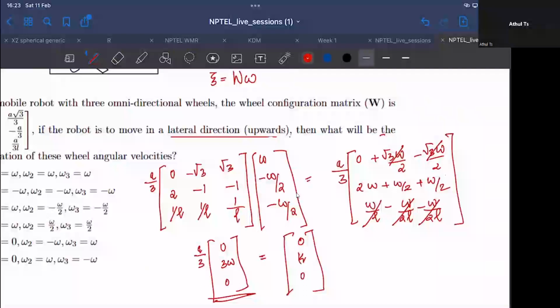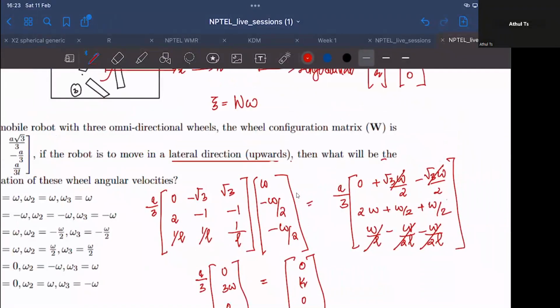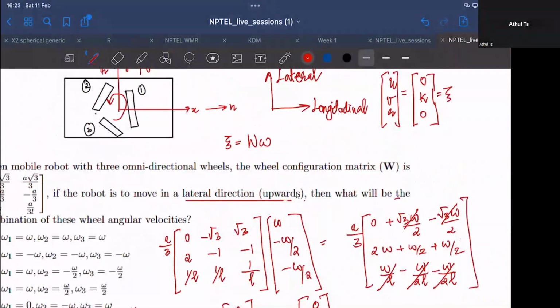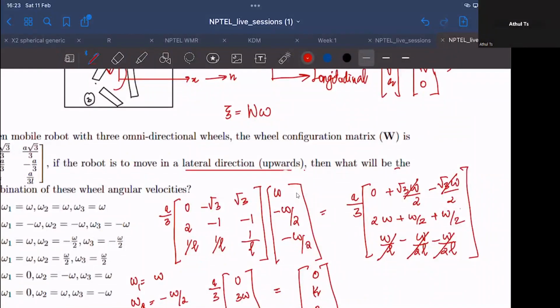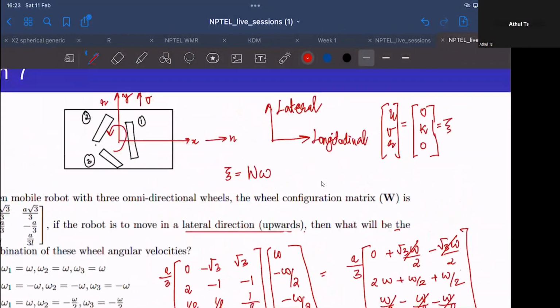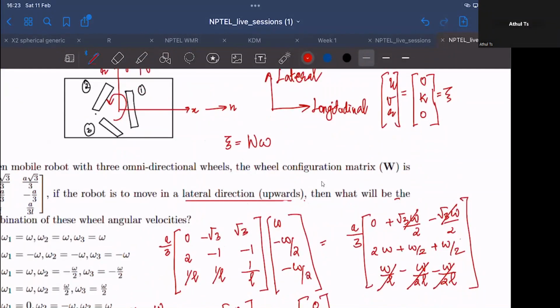So this is what the question asks. It should only have a lateral direction upwards. So the right answer is that the angular velocity omega 1 should be omega, omega 2 should be minus omega by 2, and omega 3 should be minus omega by 2. If the first wheel has an angular velocity omega and the other two wheels have negative half omega, then the robot will move vertically upward in the lateral direction. So as per the question, the right answer would be option 3.